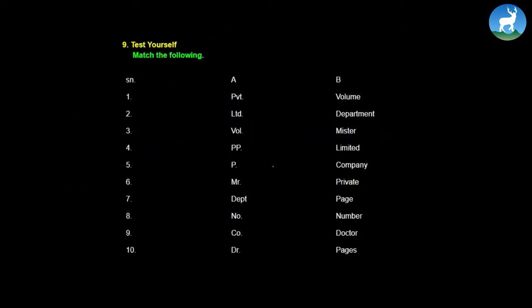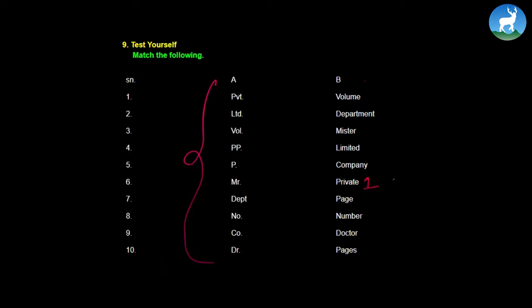Now look at this. Here is the abbreviation. Here are the symbol numbers, and here are the words written in short form, and you've got to figure out the full form. These abbreviated words all have a full form on this side. For instance, PVT, this is number 1, stands for private.